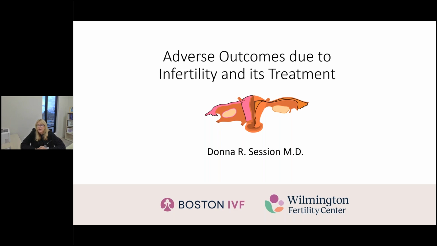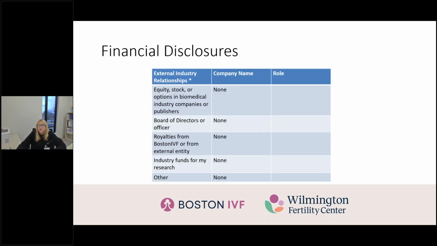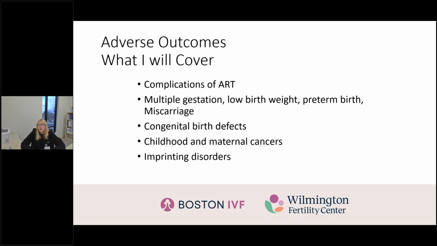Hi, good afternoon, everyone. Today I'm going to talk about adverse outcomes due to infertility and its treatment. I have nothing to disclose. The things that I wanted to cover this afternoon are going to be complications of assisted reproductive technologies. We'll start with that. Perinatal outcomes, including multiple gestation, low birth weight, preterm birth, and miscarriage. We'll talk about congenital birth defects related to infertility and to the treatment, maternal cancers, and then we'll end with a brief discussion about imprinting disorders.